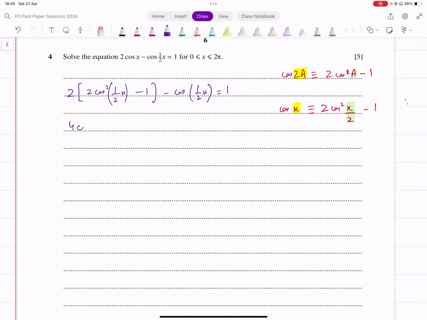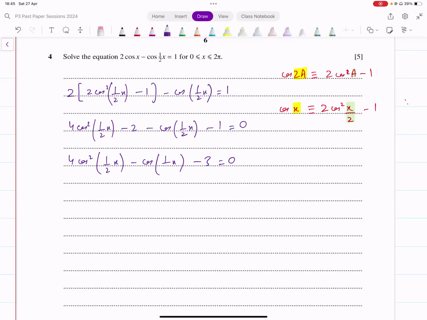That gives you 4 cos square half x minus 2 minus cos of half x. Let's bring that 1 to the left side as well, and we get minus 1 equals 0 here. Let's simplify this further, and we get a quadratic equation that looks like this: 4 cos square half x minus cos of half x minus 3 equals 0.